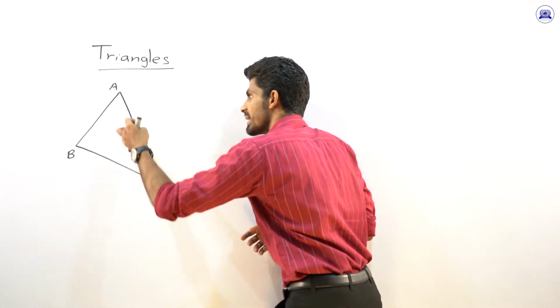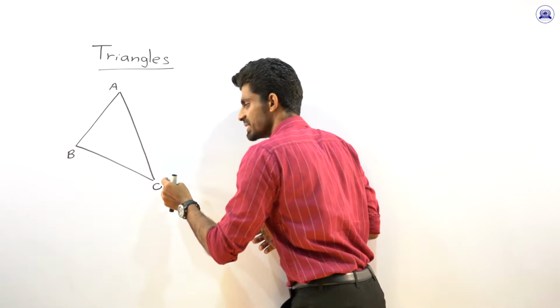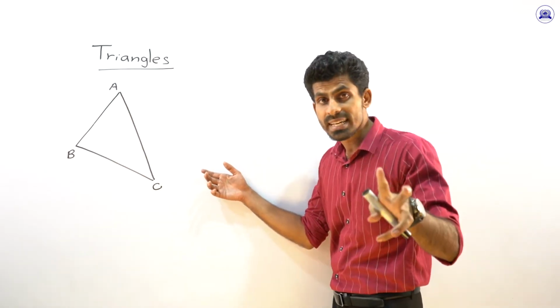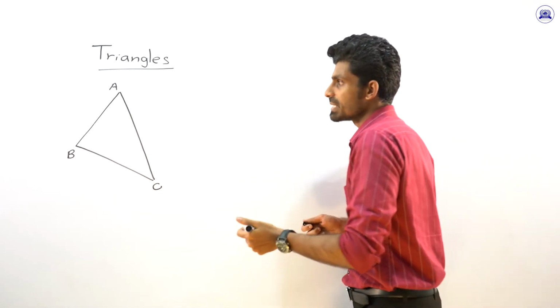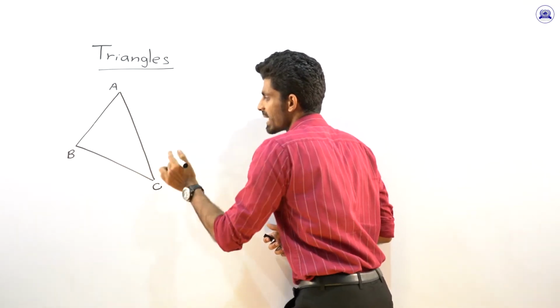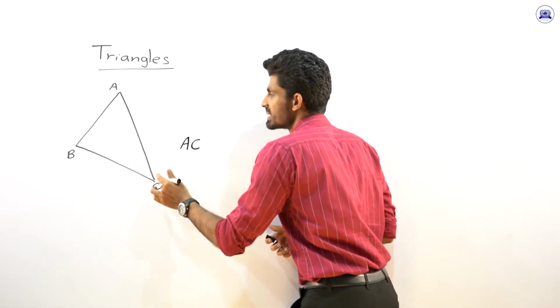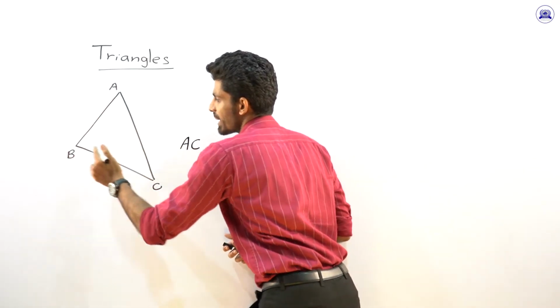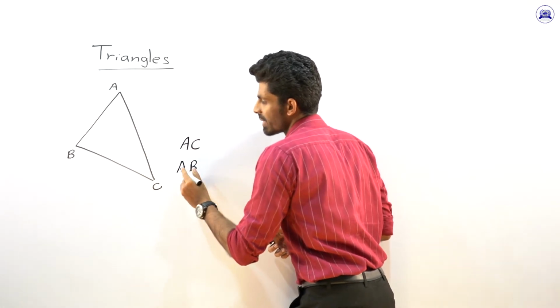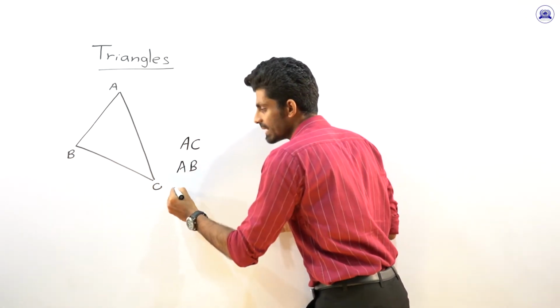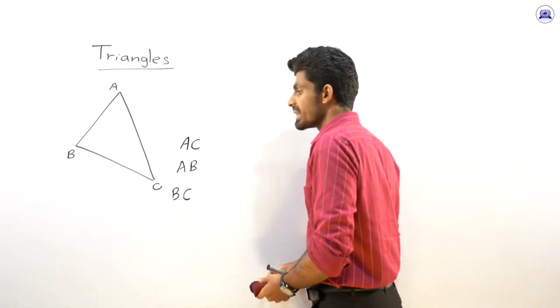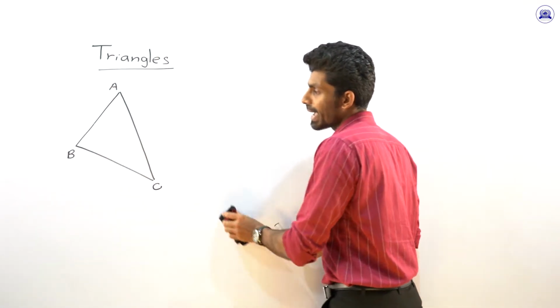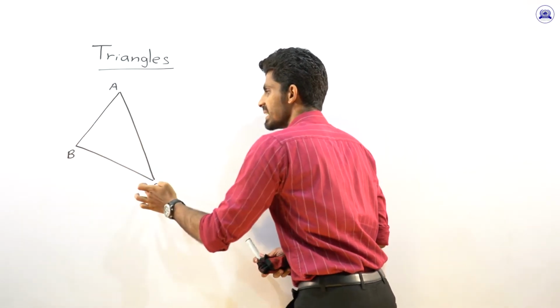Can you clearly see that? AB, BC and CA are the sides, and these are the angles of the triangle. How do we name the sides? CA can also be named AC, then AB, then BC. Those are the sides. How many sides are there? 3 sides. Now look at the angles A, B, C.